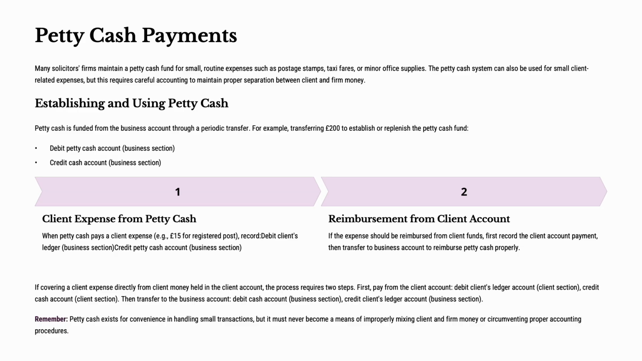If client money covers the expenses, if it is client money, then debit client ledger, client section, and credit cash account, client section. Then transfer to business account: debit cash, business section, credit client ledger, business section. Remember, petty cash is for convenience, not a free for all. So yeah, you can do it, but I believe solicitors, they avoid it most of the time.